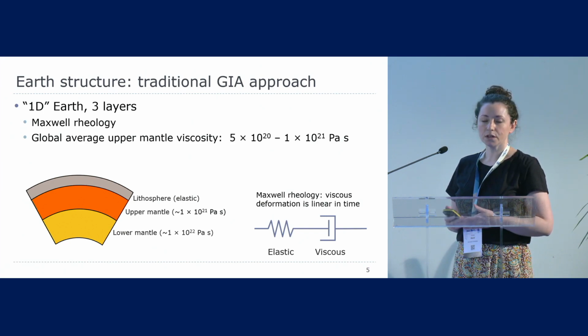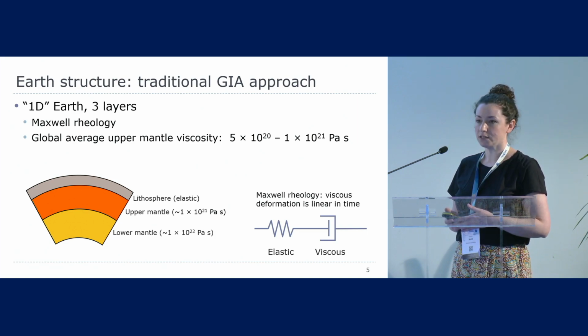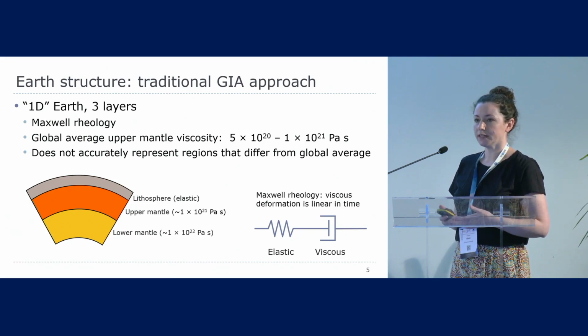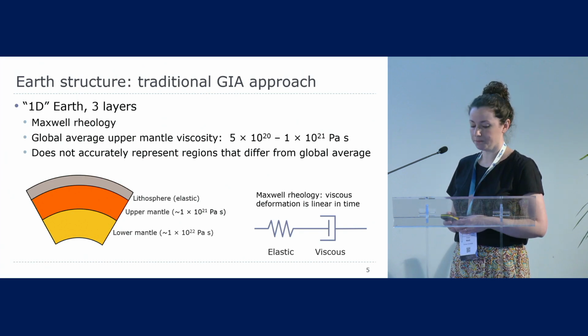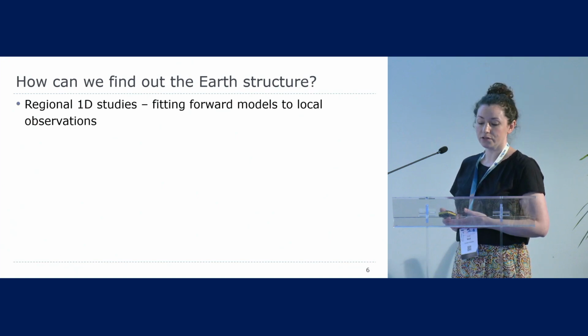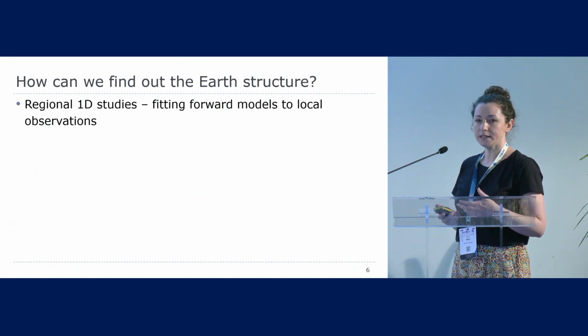Typical values for a global average upper mantle lie in the range 5 times 10 to the 20 to 1 times 10 to the 21. However, in regions where we see lower viscosities than this due to the tectonic environment, these 1D models don't accurately capture deformation with these kind of global average values. So how can we find out what the underlying Earth structure is if we want to move away from these 1D simplified models and towards a more representative representation of the Earth?